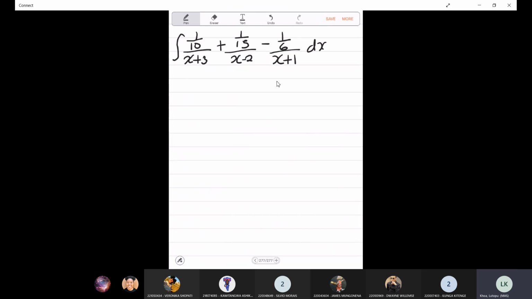dx. So this is 1 over 10 ln of x plus 3 plus 1 over 15 ln of x minus 2, then minus 1 over 6 ln of x plus 1, and then add your constant of integration.